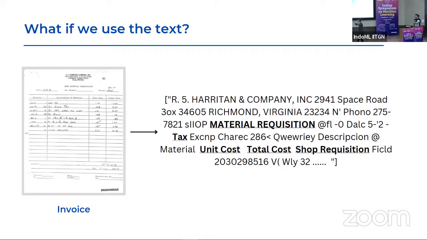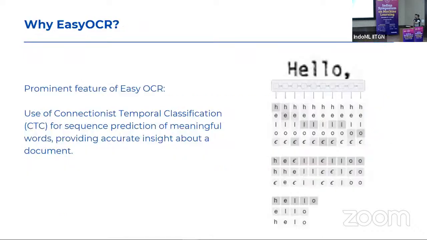So we actually extracted the text from the images like this. You can already see, while looking at the highlighted text there, like the material requisition, text, unit cost, total cost, shop requisition, you can already get the gist that this might belong to an invoice, right? So that's actually the basic idea or motivation behind our solution.